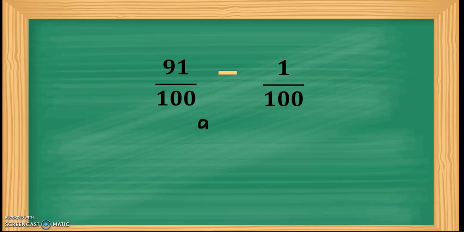Now I hope you got it correct. We're going to subtract 1 from 91, and it will be placed over 100 since the denominators are the same. Now when I subtract 1 from 91, I'll end up with 90 over 100.